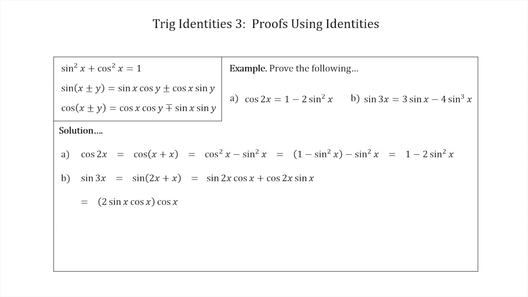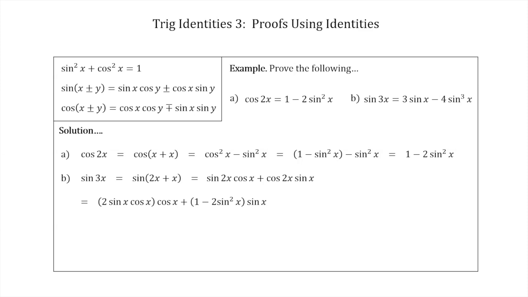And then the second term is cos 2x sine x. We already know what cos 2x is because we did it in part A. It's 1 minus 2 sine squared x. So I'm going to change that to 1 minus 2 sine squared x, and that's times by sine x. Now let's get rid of these brackets.